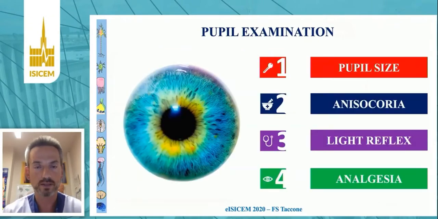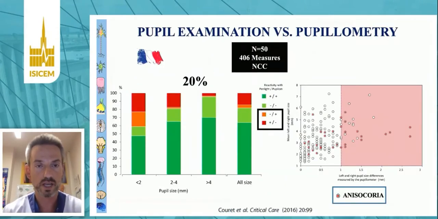What we do in practice is looking at size, anisocoria, looking at light reflex, but all these parameters are assessed in terms of quality. Pupillary size is imprecise, anisocoria is probably yes, and light reflex is present or absent. It's not a quantitative analysis. The pupillometry allows a quantitative assessment of pupillary function.